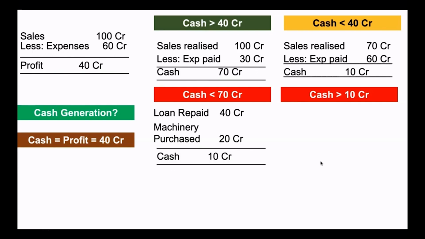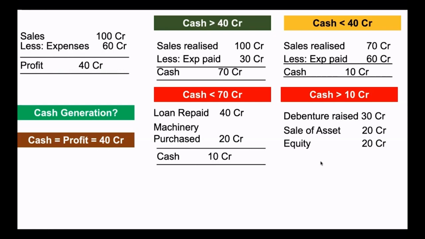And in the second scenario, let's say a debenture has been raised, money has come in for 30 crore. Some asset has been sold, 20 crore money had come in. Equity, money had come in from owners, 20 crore. So we have 70 crore money coming in. So now the total position is 80 crore. So what we have to understand is, in business, cash is not generated merely by profit.